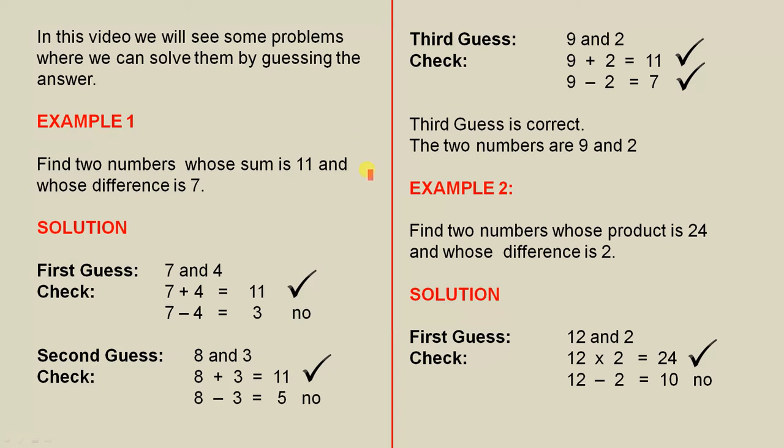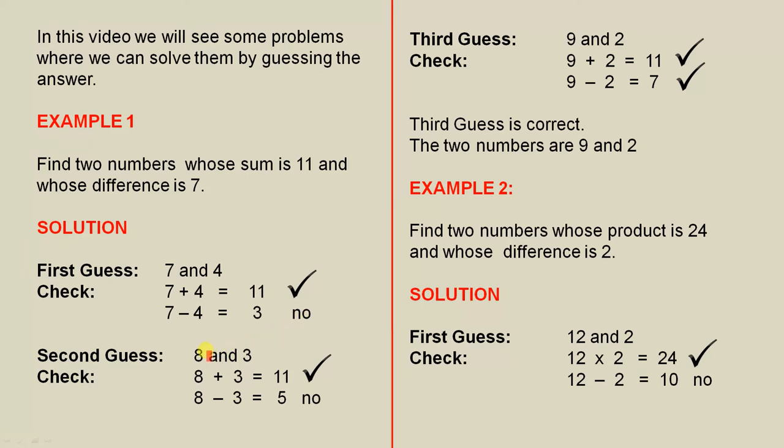Example 1. Find two numbers whose sum is 11 and whose difference is 7. Solution. Let's try the first guess. The numbers are 7 and 4. Check. 7 plus 4 is 11. That's what the problem is asking. 7 take away 4 is 3. That is not what the problem is asking.